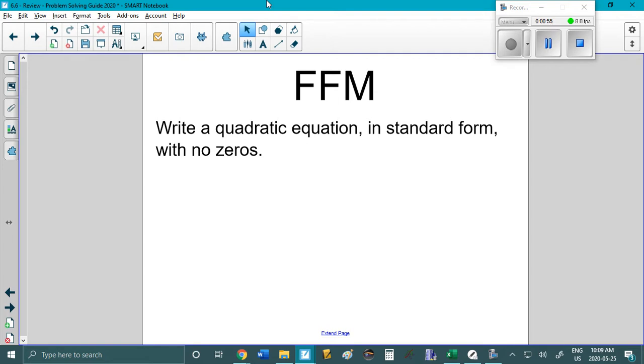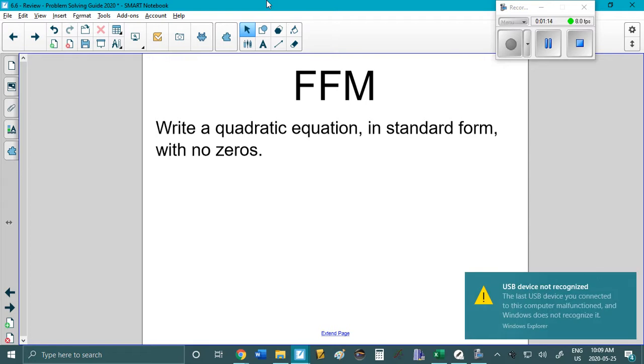Write a quadratic relation in standard form with no zeros. I would like you to pause and try that. Okay, so there are a few ways to go about this. The way that I was hoping you would do it is to work with the discriminant.